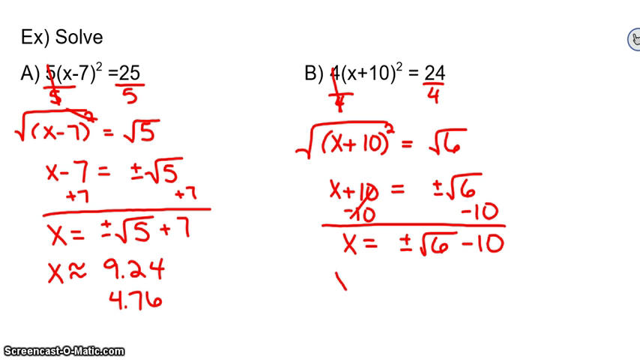On your calculator, let's find the approximate values for them. Let's find the square root of 6 minus 10. And that value is going to be about negative 7.55. And then negative square root of 6 minus 10 is negative 12.45. Check and make sure that you can get those answers on your calculator. If you don't, please come and find me so you can ask me how your calculator works so that you can find those approximate answers.